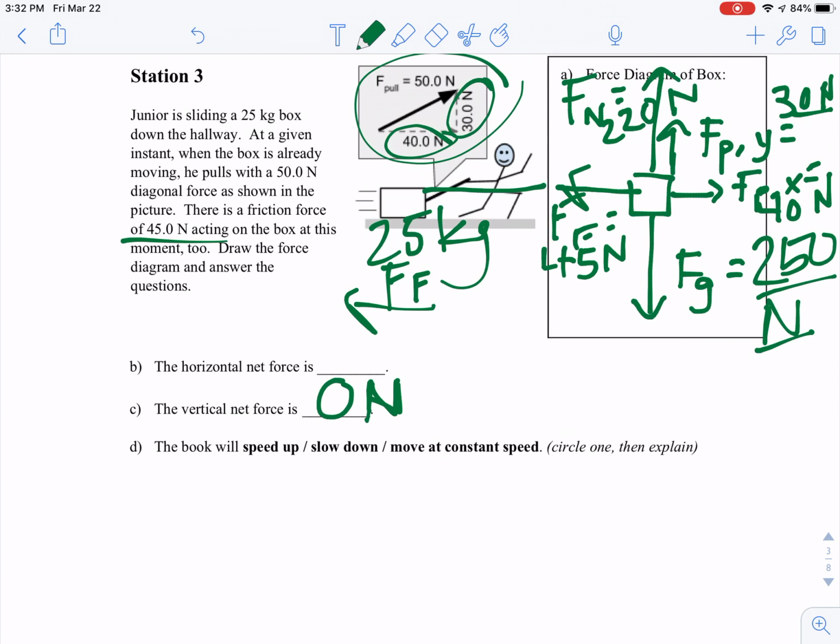The horizontal net force, we've got to the left is 45, to the right is 40. So our horizontal net force is -5 newtons. The last one, this should say box. Who knows why it says book?